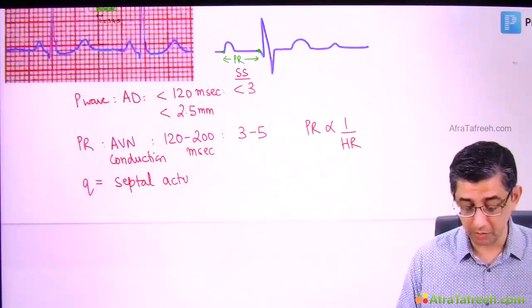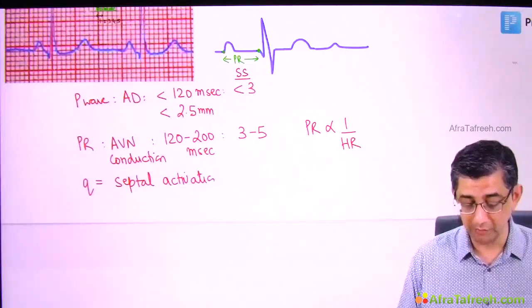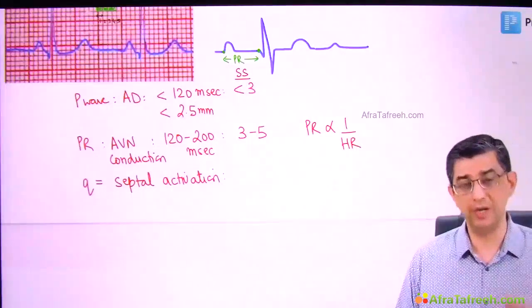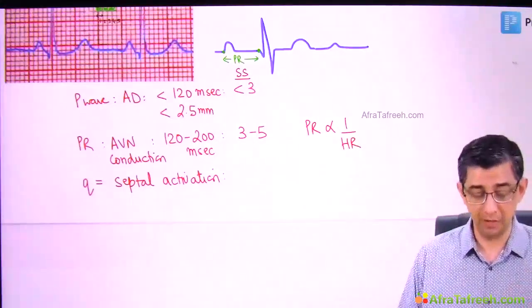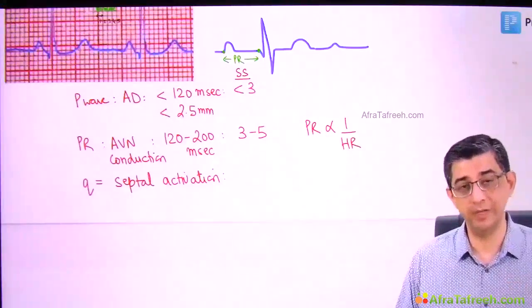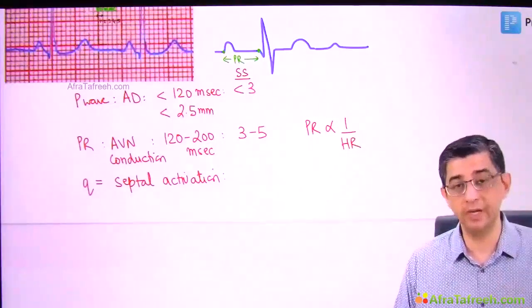And where do you check for the Q wave? Always look at the Q wave in leads V5, V6. Why that is so is because the vector for the Q wave is actually going away from leads V5, V6, and the Q wave is a negative wave.